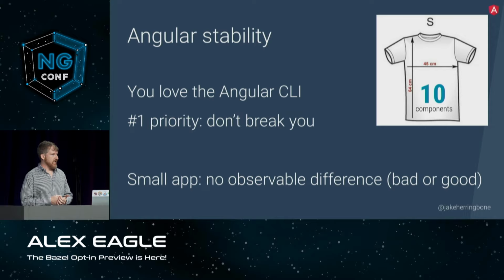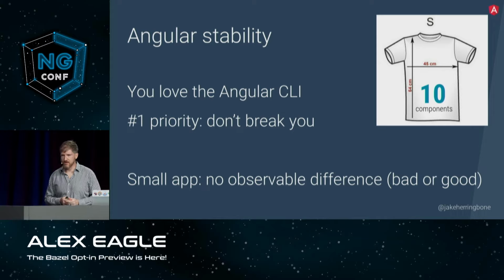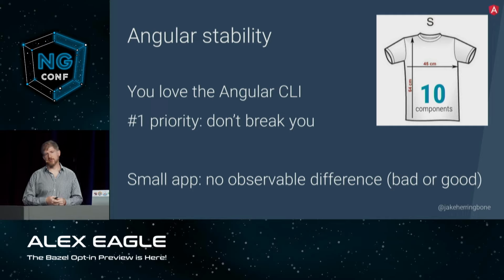So let's talk about what application scale you're at. I had these T-shirts earlier. Let's say you have a small app. The most important thing we want to do for small apps is stability. Igor talked about this in the keynote. We care so much about never breaking the ecosystem again because we want all of you to be able to stay on the latest version of Angular and the latest version of the CLI. So our number one priority here is not to mess up your life. There should be no observable difference when Bazel happens. And there's really not a good reason, if you have a small app, that Bazel should solve any of your problems today, because there's no observable difference, either bad or good. Bazel will at best do the same thing you have already.